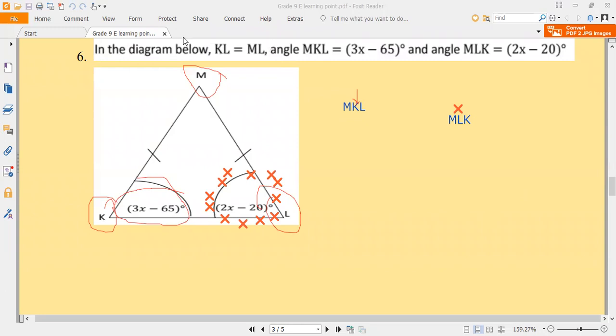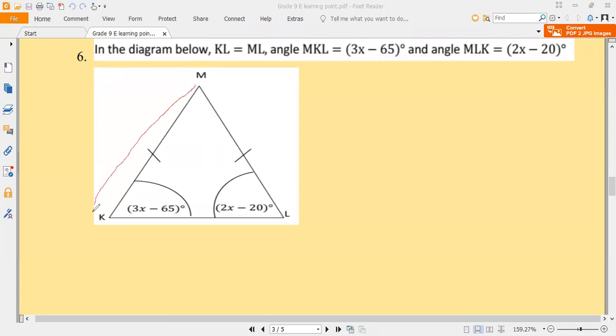But the second one is you need to study the nature of the diagram. What's the nature of the diagram? The nature of the diagram is that this is a triangle. What type of a triangle? An isosceles. An isosceles triangle is a triangle that has 2 sides that are equal. And the angles where these equal sides meet the other line are also equal. So what it means is that the angle at K is equal to the angle at L.